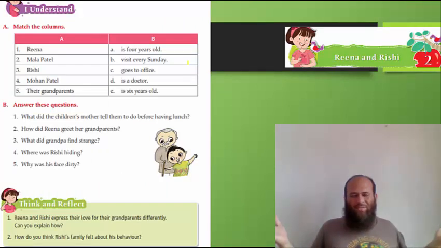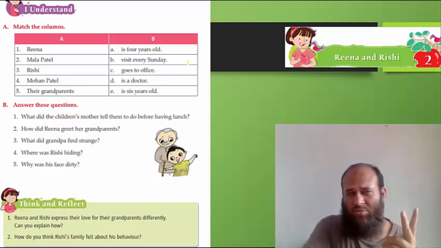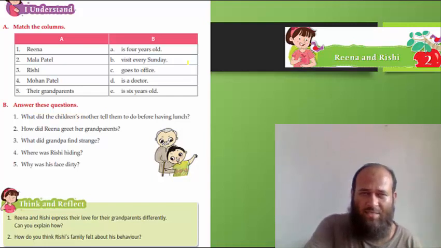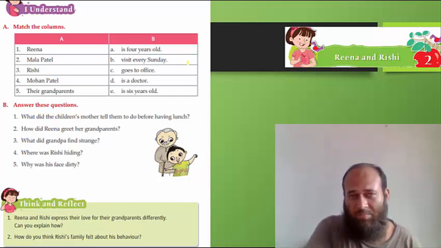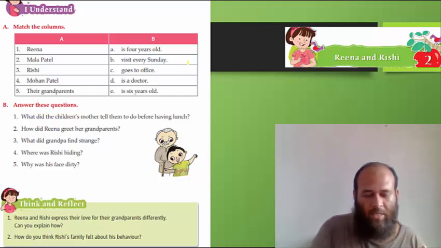So, let us check the understanding, and the lesson is over. The lesson is all about Reena, Rishi, and their grandparents. Grandparents visit them every Sunday for lunch.